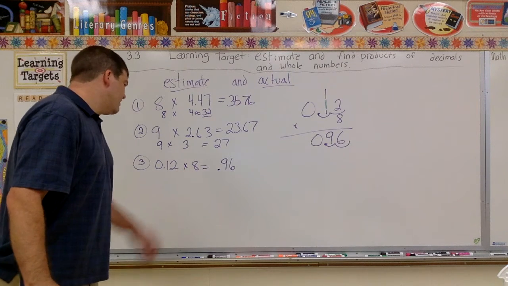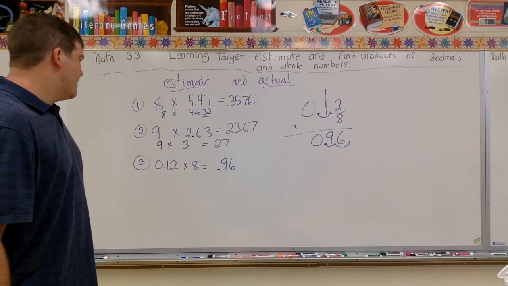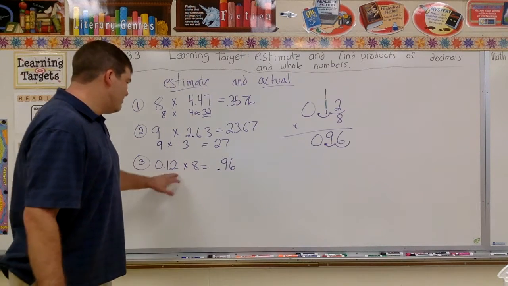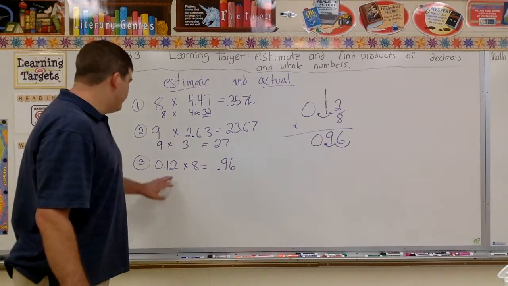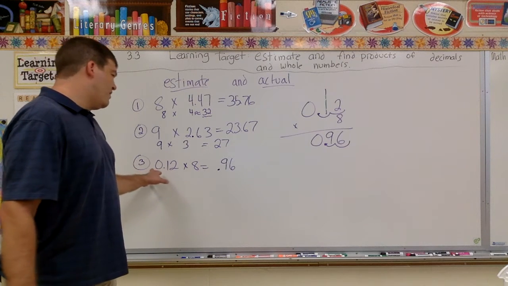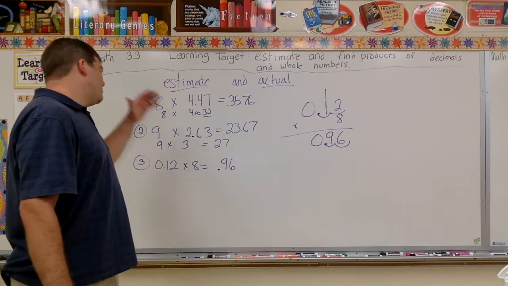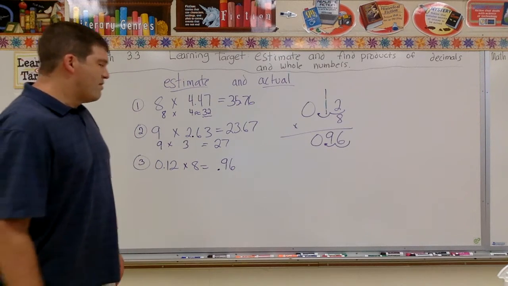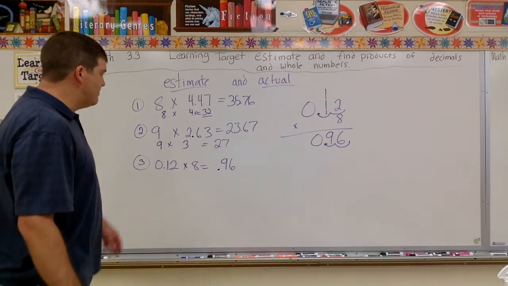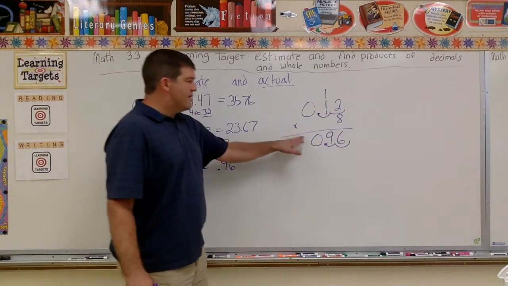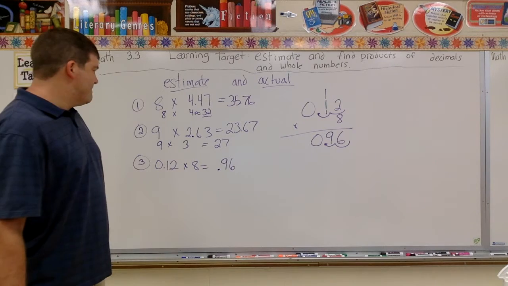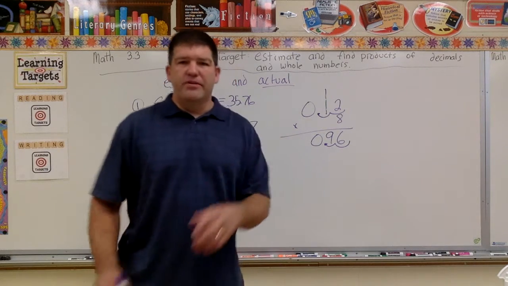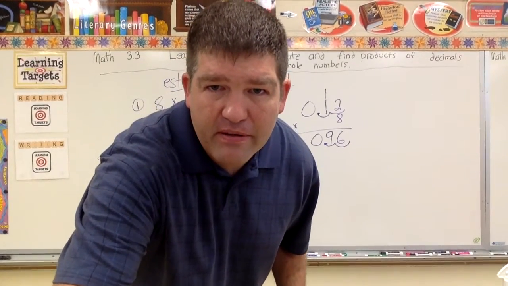If I would do an estimate on this one, I would take this down to 0. That'd be interesting, because then it'd be 0 times 8, which would be 0. I could take this all the way to 1, which would be really high. So this is not a great one to estimate, so we won't do the estimate on that one. But if you do the actual, it's like this, and you get 0.96.